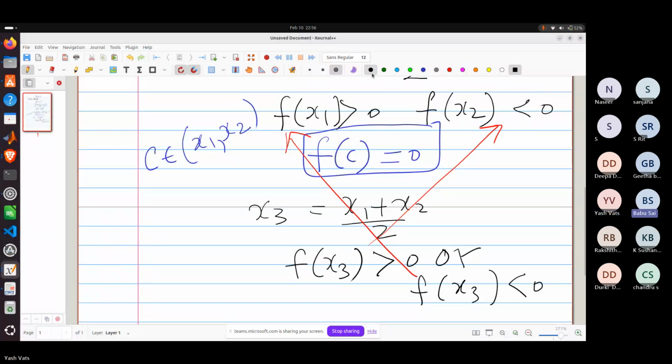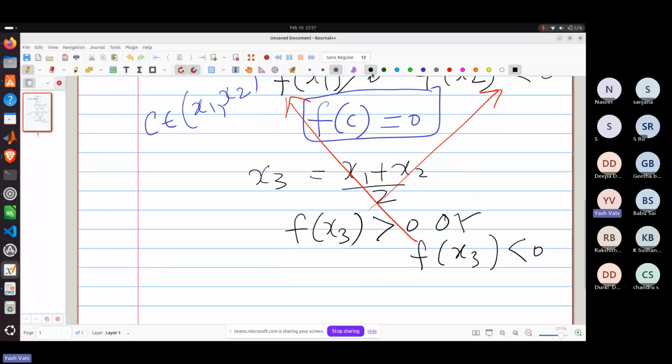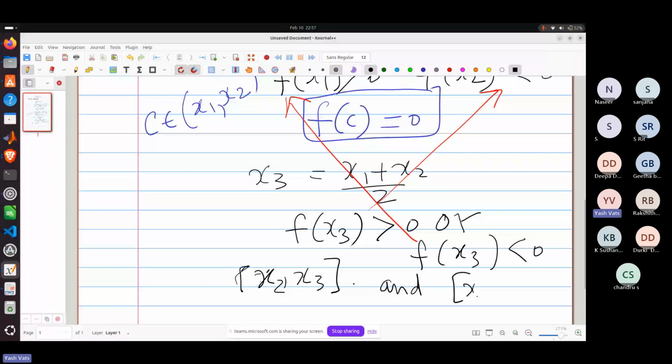All right, and then merge your intervals. So you are merging your intervals, and your new interval becomes x1 and x3. Sorry, is it correct? x2 and x3, right? Just take x2. Yes, so it becomes x2 and x3 and x1 and x3. So like this, whichever it is.